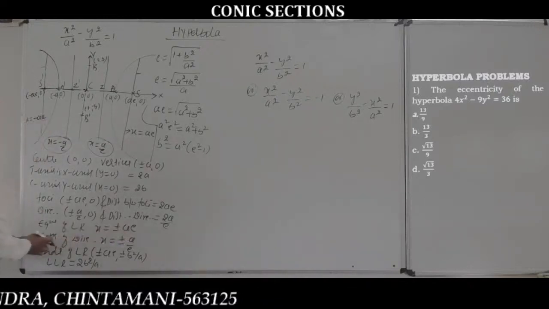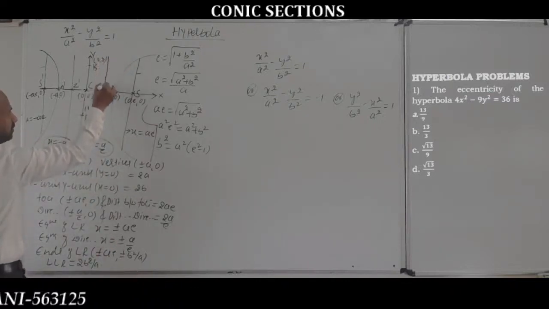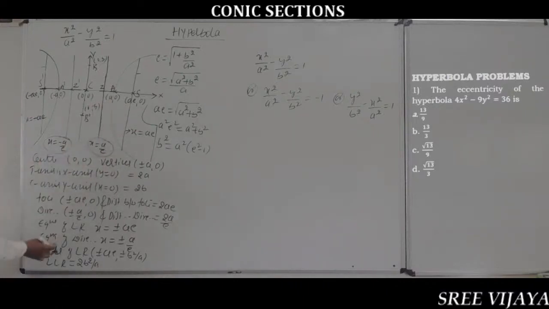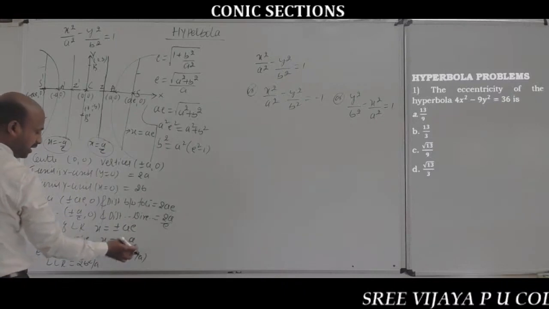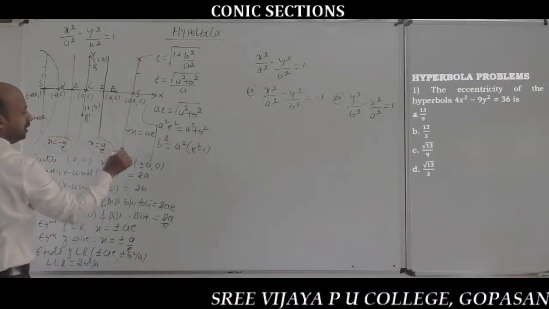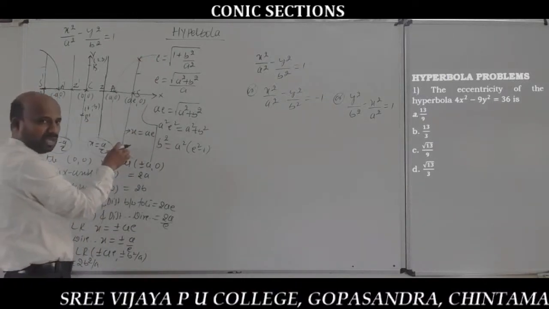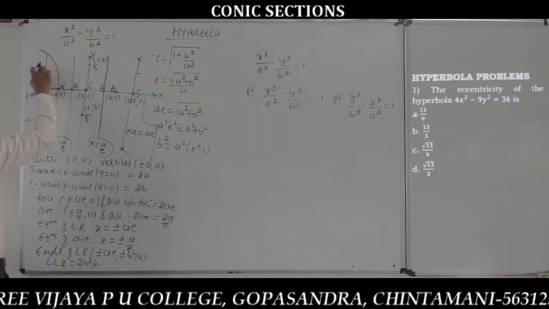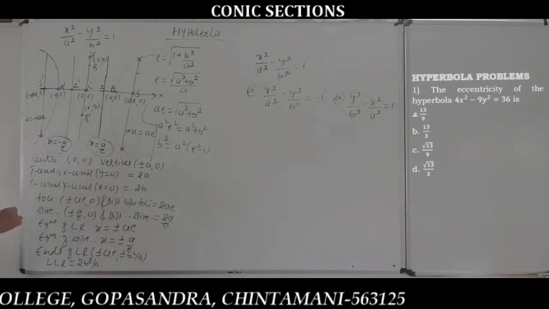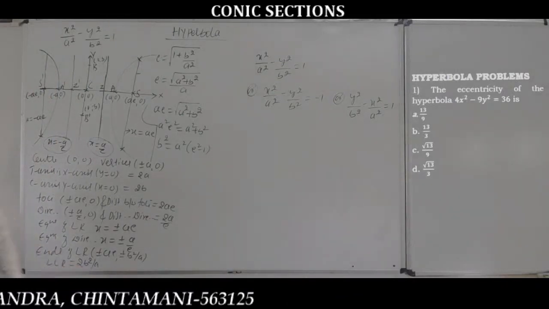Equations of directrices: a line passing through the coordinates of Z, x is equal to a by e, and another one is x is equal to minus a by e. So the equations of directrices are x is equal to plus or minus a by e. Ends of latus rectum: ae comma b square by a in the first quadrant, ae comma minus b square by a in the fourth quadrant, minus ae comma b square by a in the second quadrant, and minus ae comma minus b square by a. The length of the latus rectum does not change, 2b square by a.